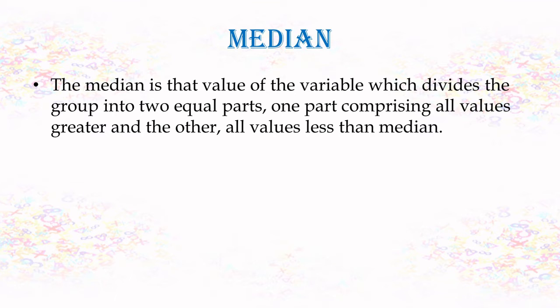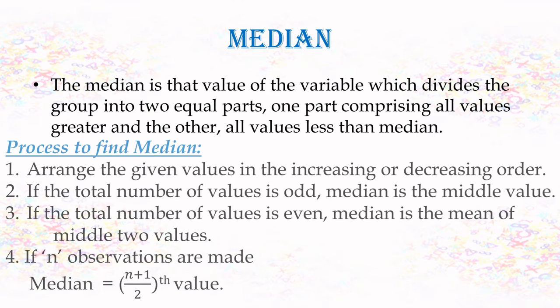To find the median, first we have to arrange the data in either ascending or descending order. After that, we have to find the midpoint. In case we have an odd number of values in our data, then we will get an exact midpoint. But if we have an even number of values in our data, then the midpoint would be the average of the middle two values.